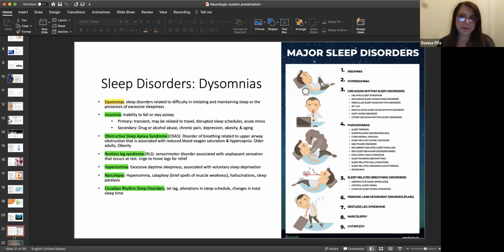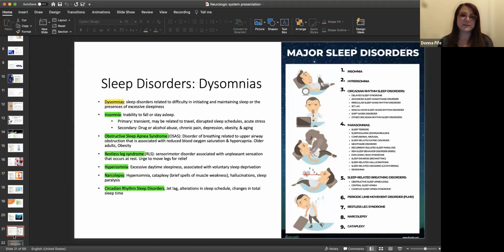Obstructive sleep apnea. This is a disorder of breathing related to upper airway obstruction that is associated with reduced blood oxygen saturation and hypercapnia. This is more common in older adults and in patients who are obese. Restless leg syndrome is a sensory motor disorder associated with an unpleasant sensation that occurs at night, and the person feels an urge to move their legs around to get some relief from that sensation.